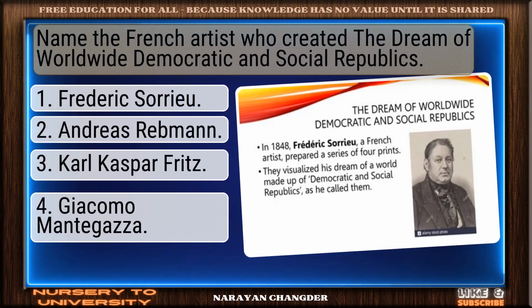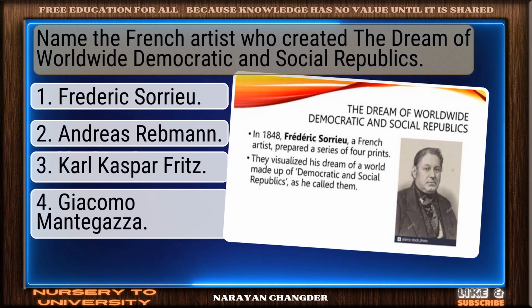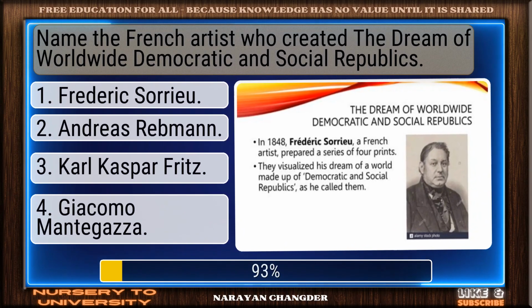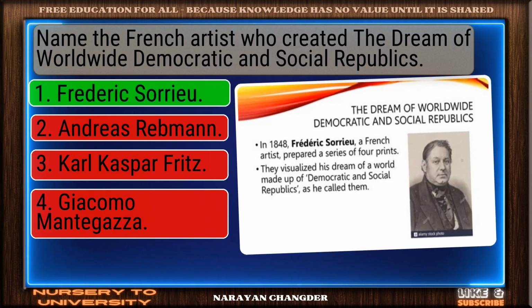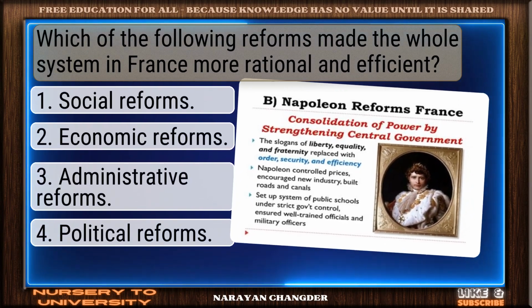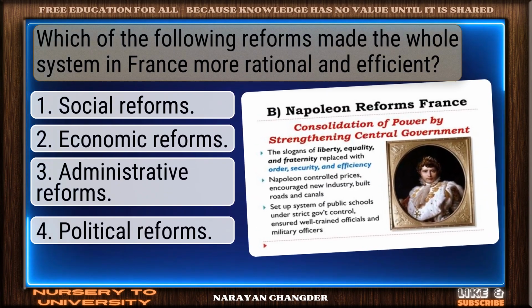Name the French artist who created the dream of worldwide democratic and social republics. Correct. Frédéric Sorrieu is spot on. Which of the following reforms made the whole system in France more rational and efficient?